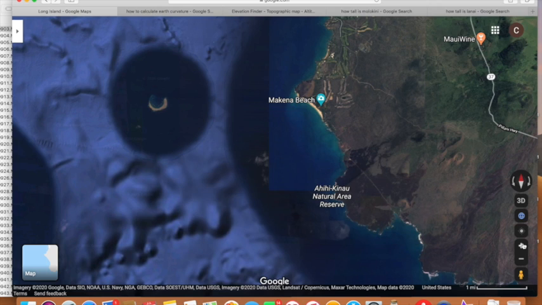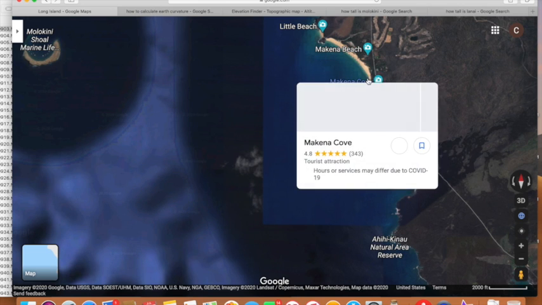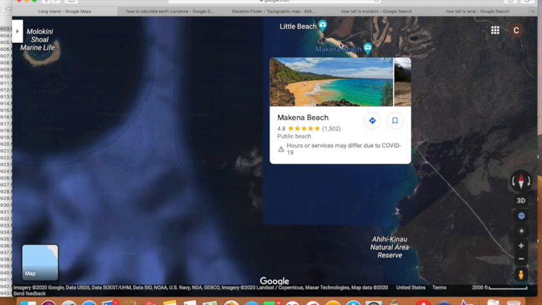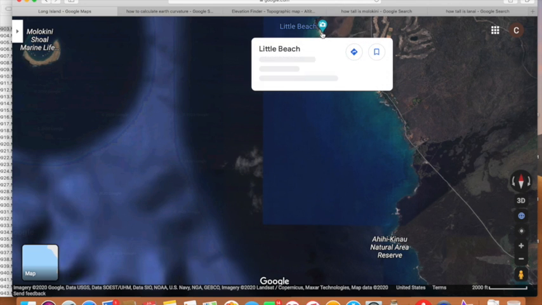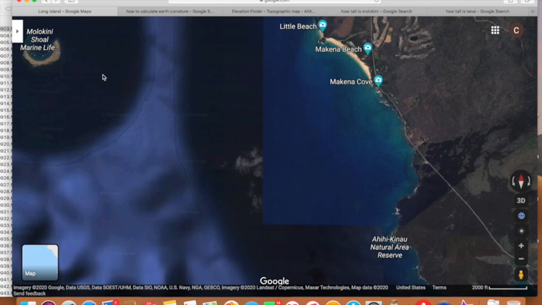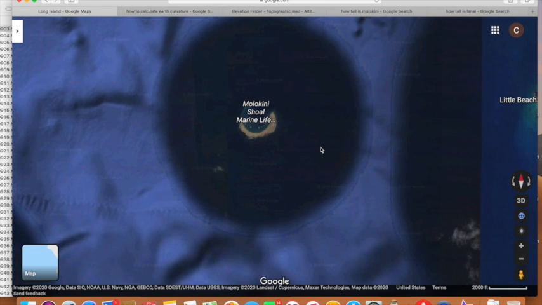And Makena Beach has got two beaches. Just so you know, it's got Little Beach and Big Beach. Big Beach if you want to go swim with regular people. And if you want to take your clothes off, you go over the rocks here and you go to Little Beach. But today we're not going to observe any nudies from the Big Island.